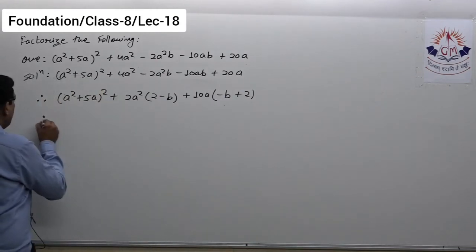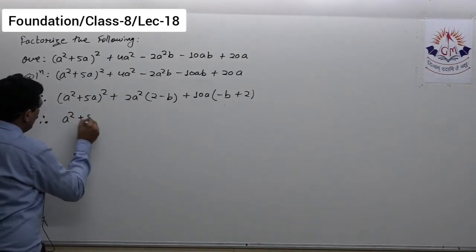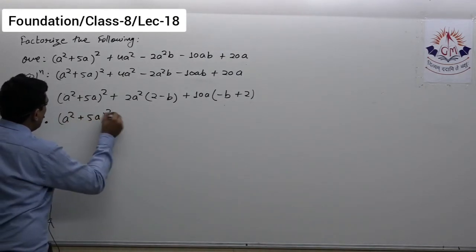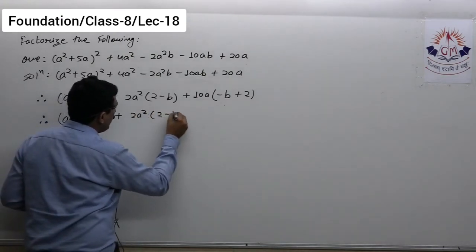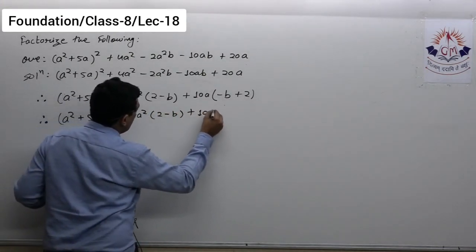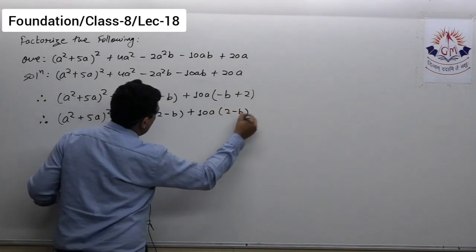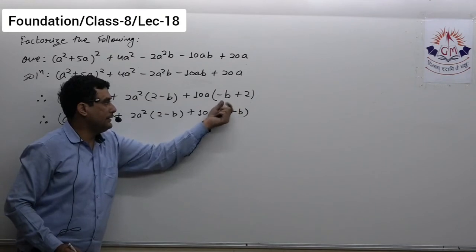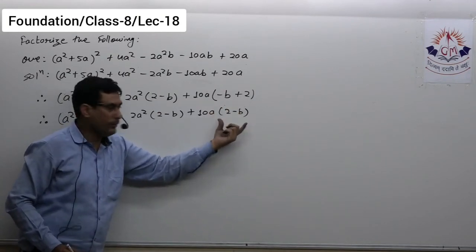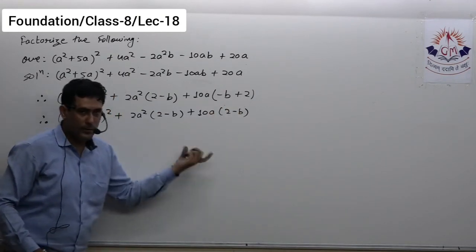So let me rewrite this term so that you can easily see what we have common in these two. 2a square times (2 minus b), plus 10a times (2 minus b). I wrote this by changing the positions of these two terms so that we can easily see, yes, 2 minus b is common.